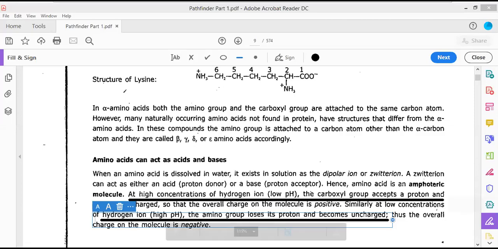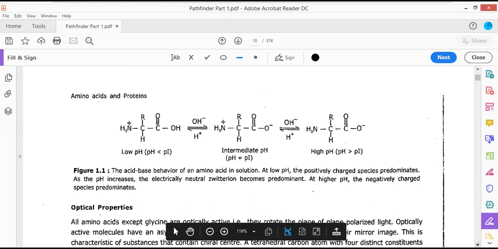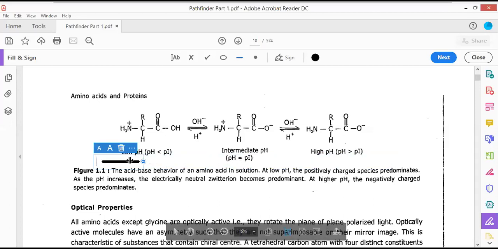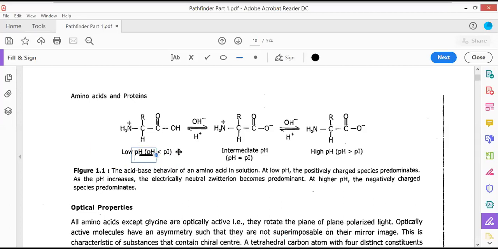Okay, so now how is the isoelectric point of an amino acid tabulated, and what is this isoelectric point? What is this pI, the most important property of the amino acid molecule? What is this pI, the isoelectric point?